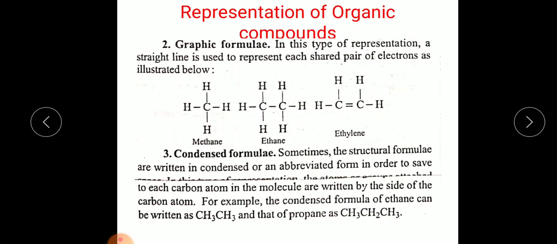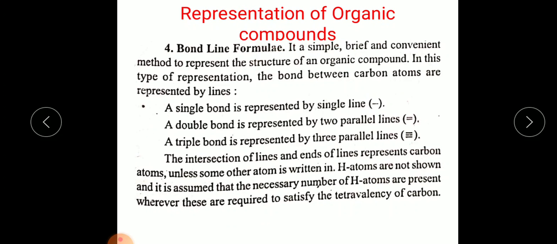Similarly, if you have propane with 3 carbon atoms, it can be written as CH3CH2CH3. Got it? So this is how we write the condensed formula. Okay. Next, a very important formula is called the bond line formula.